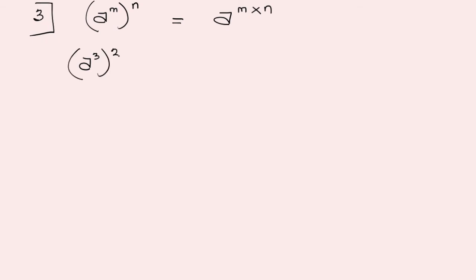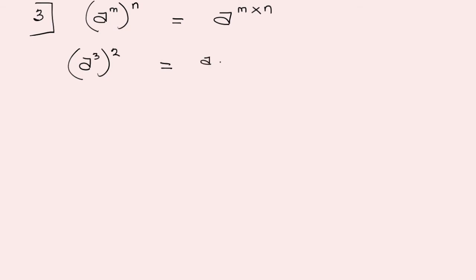So the third law we'll be looking at is the law that says that if you have a raised to power m, raised to power n, this will be equal to a raised to power m multiplied by n. So if we have an example, a raised to power 3, raised to power 2. So this is a raised to power 3, or a cubed, as we'll say, squared.